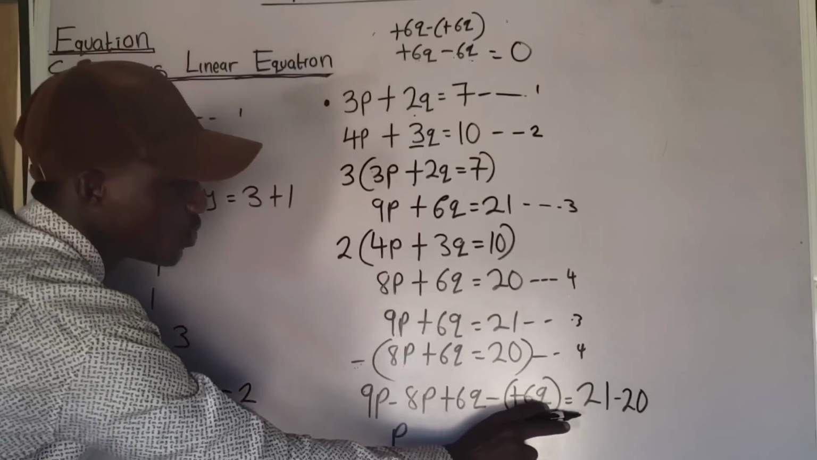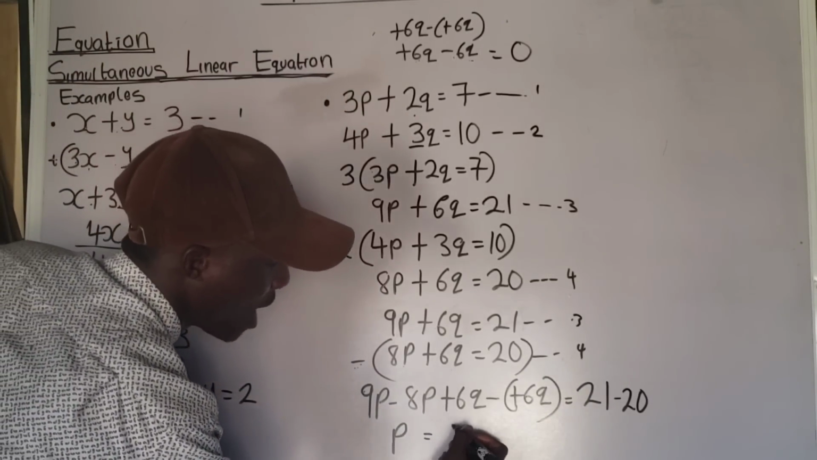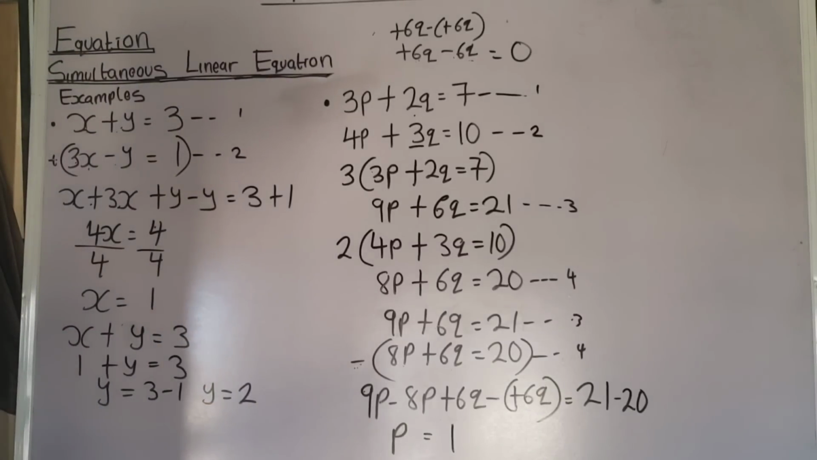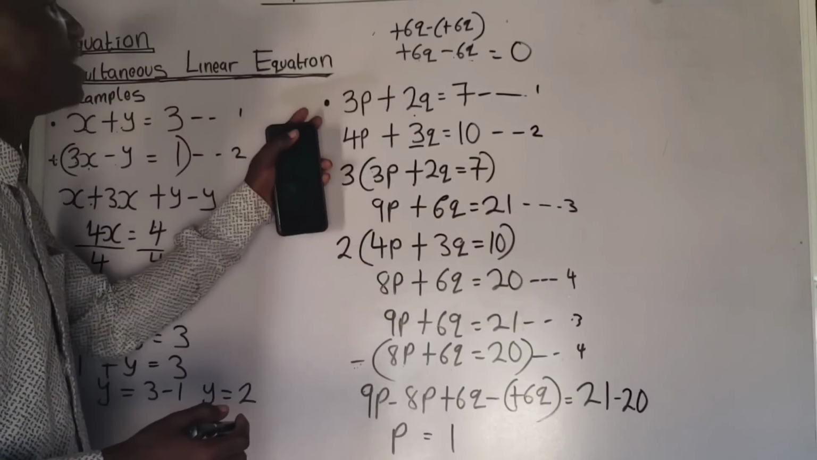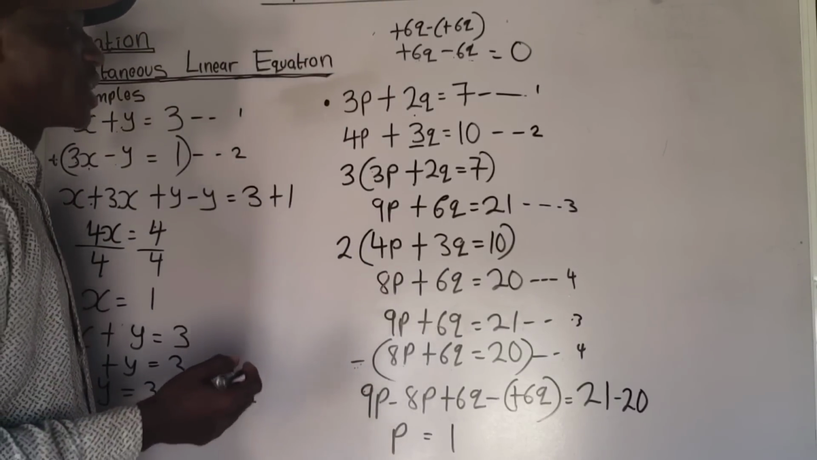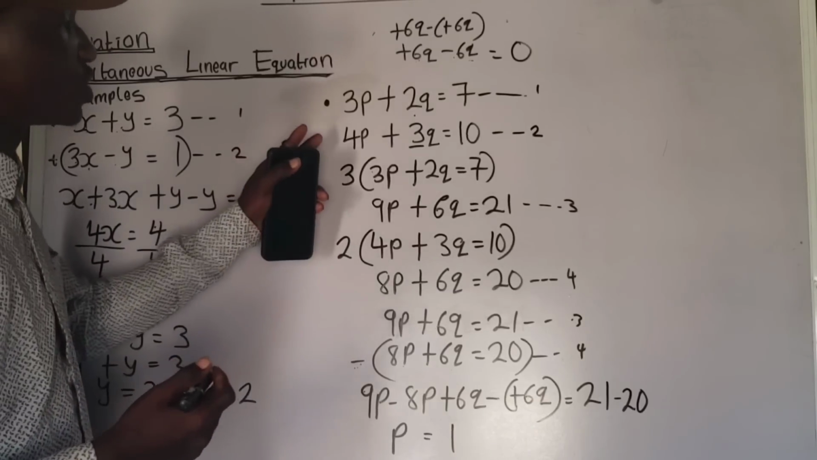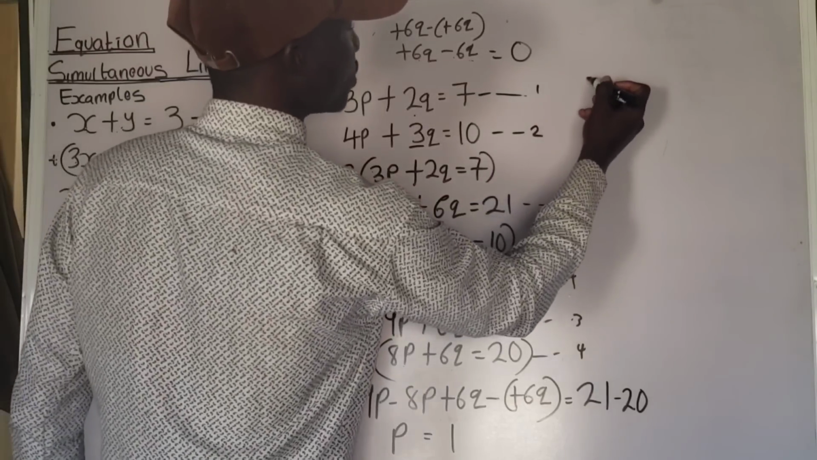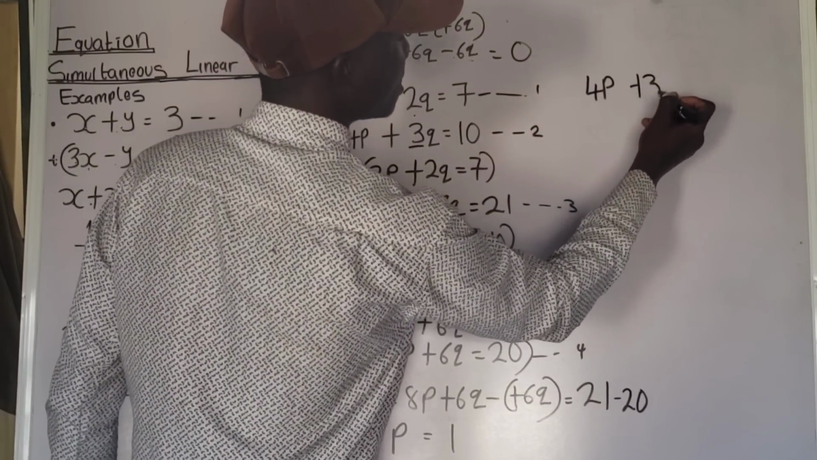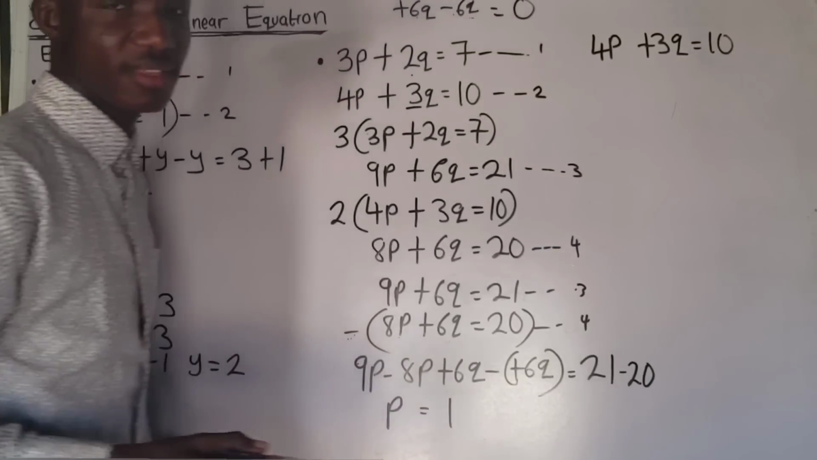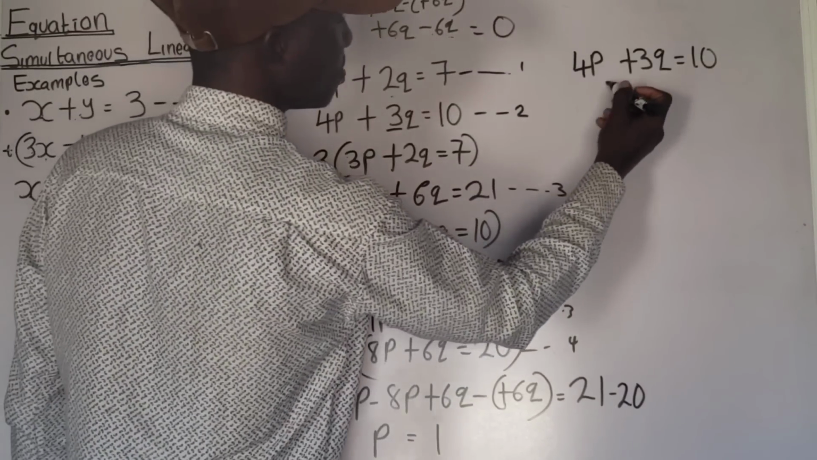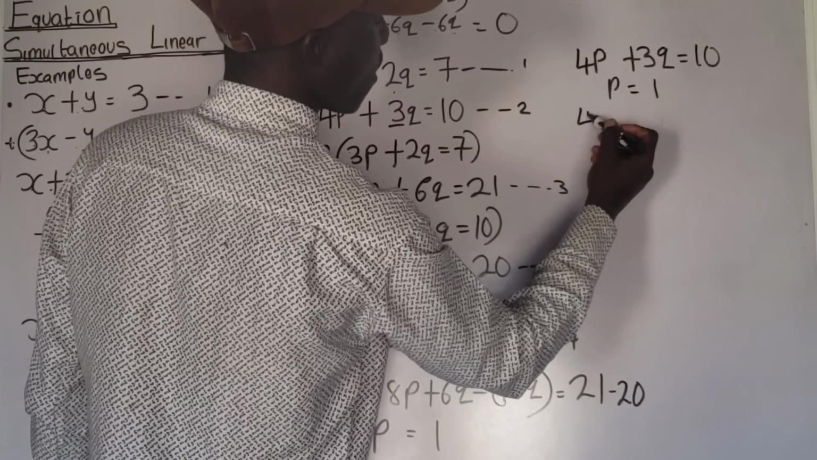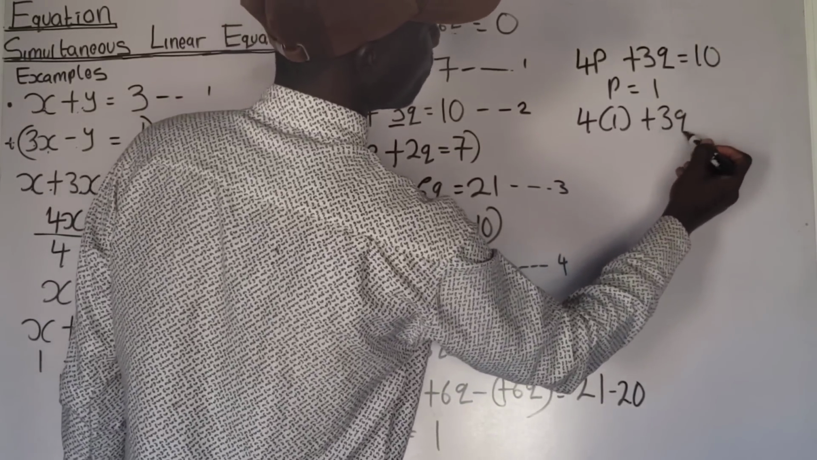Now let's proceed. 21 minus 20 will give us 1. That means that p is equal to 1. So now we have gotten the value of p as 1. Now how do we solve for q? It is easy. We just have to substitute the value of p as 1 into any of equation 1 or equation 2. Let's use equation 2: 4p plus 3q equals 10. When p is equal to 1, I'm going to have 4 into bracket 1 plus 3q is equal to 10.